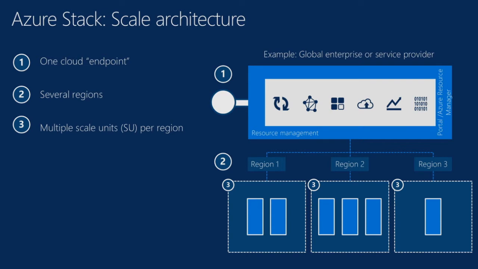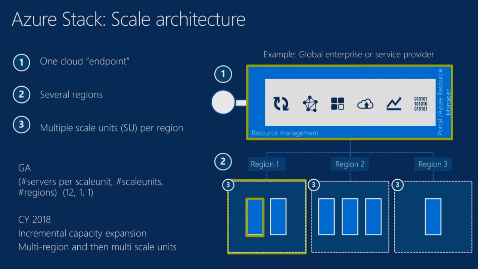An important thing to recognize is that Azure Stack today supports one cloud endpoint. It supports one region, and within one region you can have one scale unit. In that scale unit you can have anywhere from 4 to 12 physical servers. It's really a partner's choice whether they want to offer you 5 or offer you in chunks of 4, 8, or 12, right?